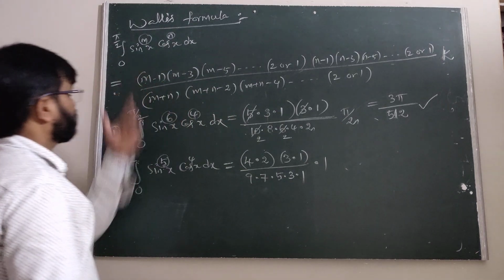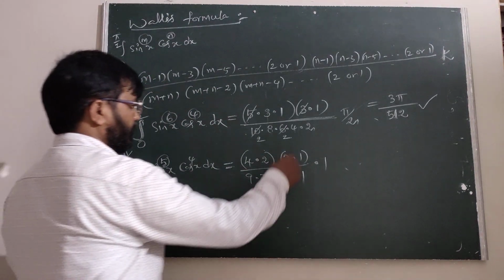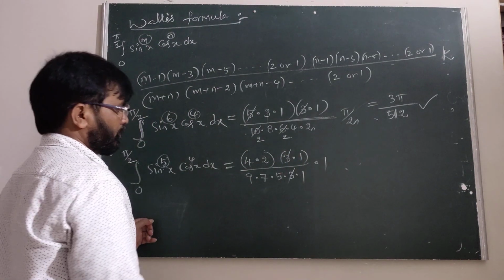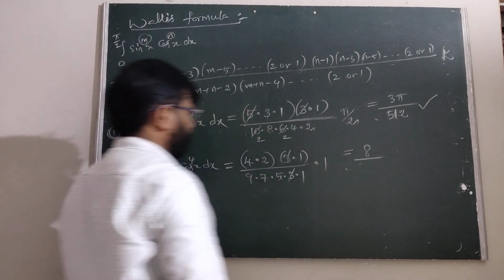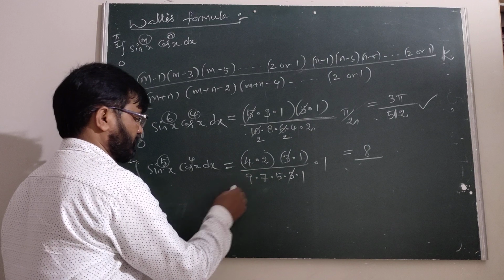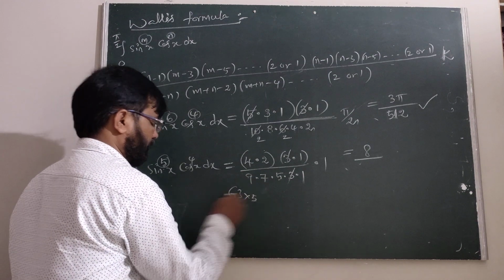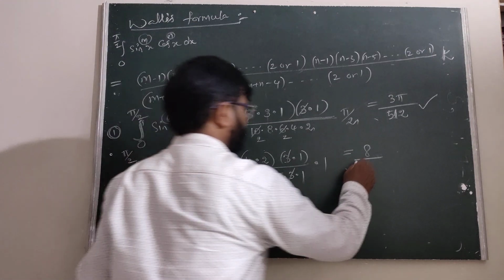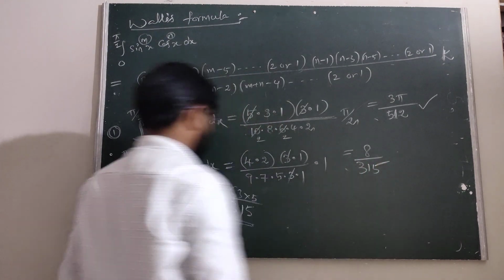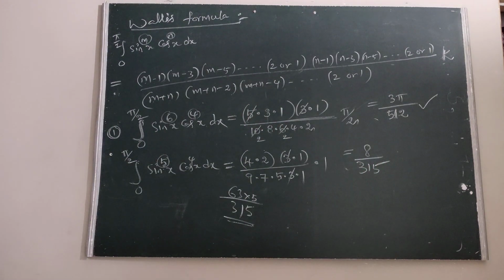This is called the Wallis formula. Therefore the 3 cancels, and 4 into 2 is 8 over 315, since 9 times 7 is 63, times 5 is 315. That is the answer: 8 by 315.